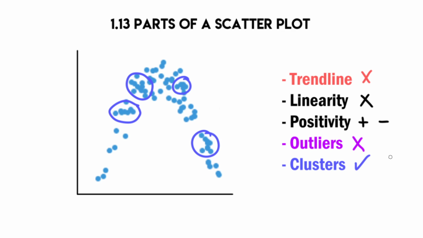So we do have a few clusters, no outliers. This one is positive and negative. It is nonlinear, and finally, it has no trend line, because again, it goes up and down, okay? So that is the 5 main parts of a scatter plot: the trend line, linearity, positivity, outliers, and clusters.